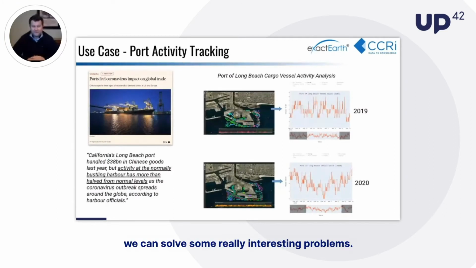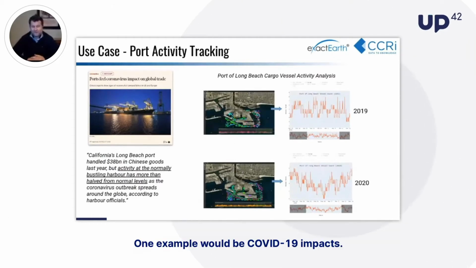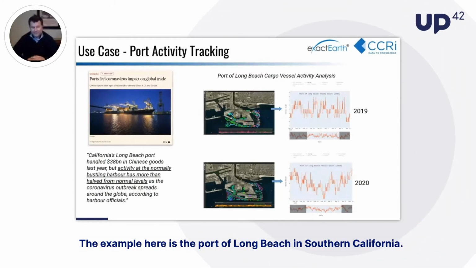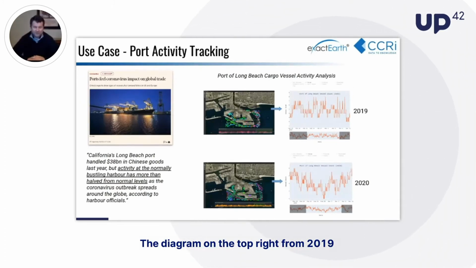So with the data, we can solve some really interesting problems. One example would be COVID-19 impacts. But that requires an accurate understanding of exactly when and where ships contact land. The example here is the Port of Long Beach in Southern California. The diagram on the top right from 2019 shows a pretty consistent pattern. However, we can notice a very stark reduction towards the end of February 2020, when the effects of COVID-19 worldwide were felt for sure. Next slide.